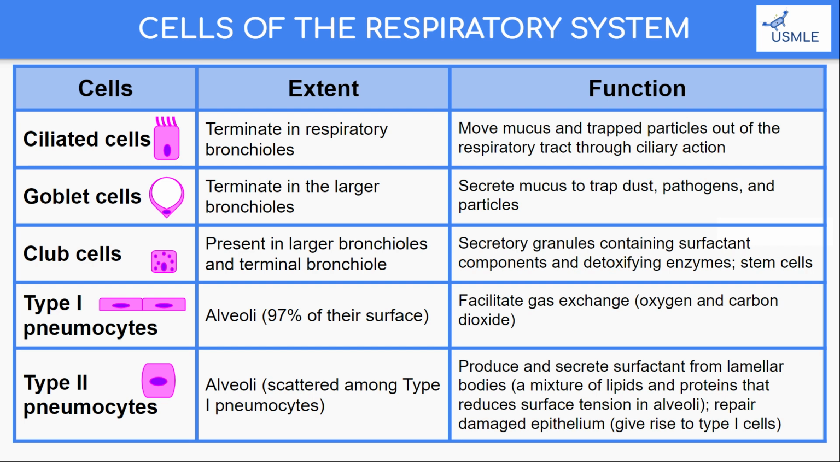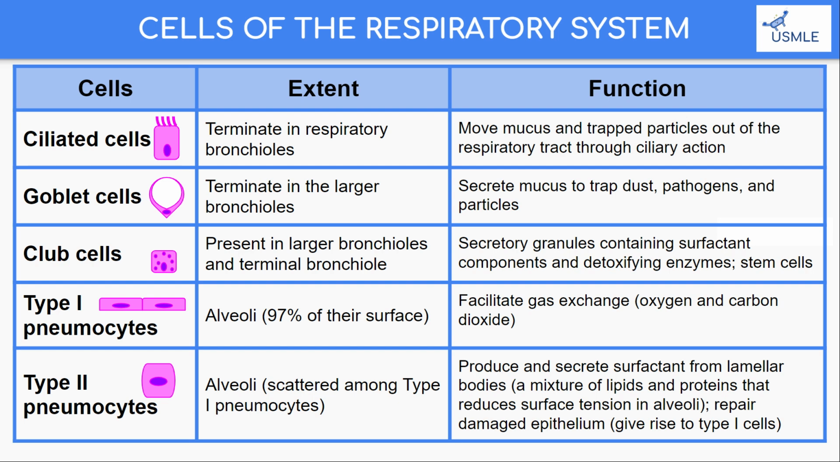Goblet cells secrete mucus and terminate in the larger bronchioles. Club cells are present in the larger bronchioles and terminal bronchiole and secrete granules containing surfactant and detoxifying enzymes. Type 1 pneumocytes are present in the alveoli and form 97% of their surface. They facilitate gas exchange.